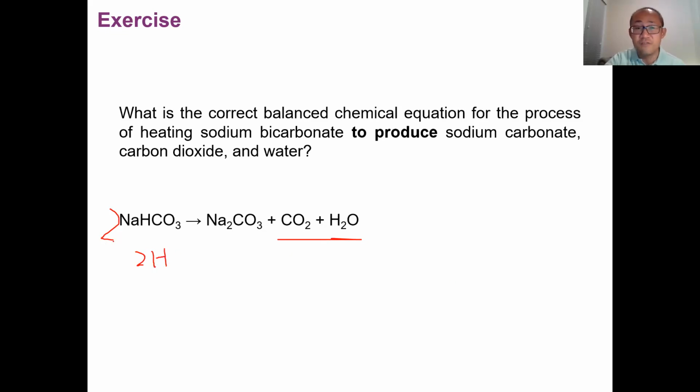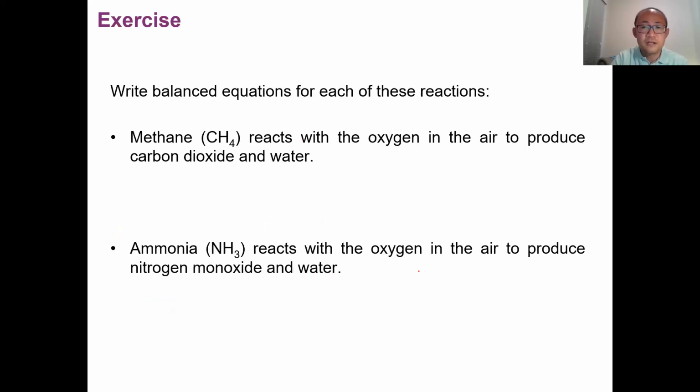After I put a 2 in front of sodium bicarbonate, I have 6 oxygen. You count here on the right, there are 3 oxygen, 2 oxygen, and 1 oxygen. Total is 6 oxygen. So after I put a 2 in front of sodium bicarbonate, the reaction is already balanced. So these 2 are examples for you, or exercises for you to complete.